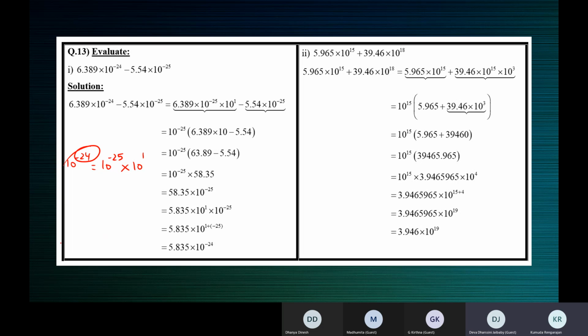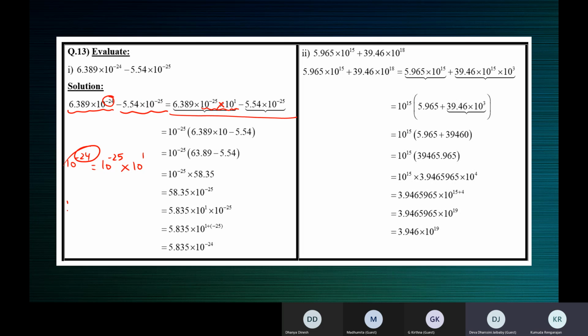Yes or no, children? Only the first step. The second part has minus 25 in it. We are introducing minus 25 in the first part. For that, we write 10 to the power minus 24 as 10 to the power minus 25 into 10 to the power 1. Because when bases are same, and it's multiplication, we have to add the powers. Minus 25 plus 1 is minus 24.